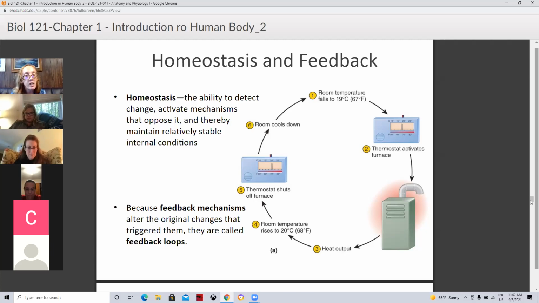Positive feedback is when I reinforce whatever's occurring to keep occurring until the stimulus is removed.